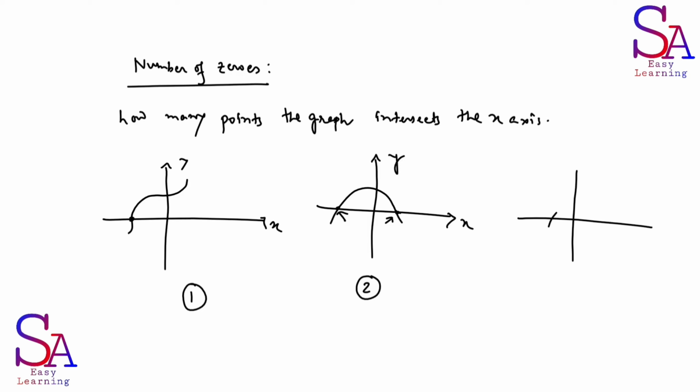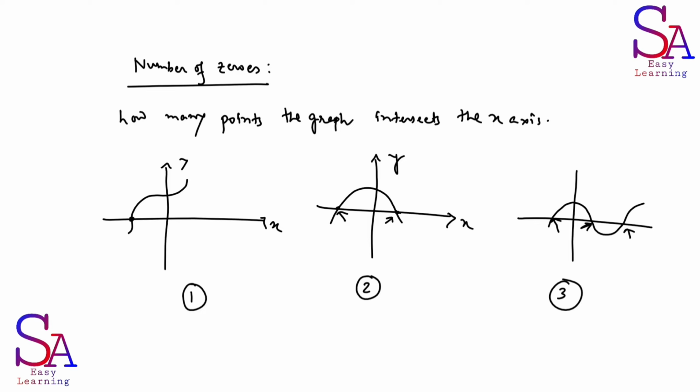You can see this type of graph. This is an intersecting point on the x-axis, this is an intersecting point, and this is an intersecting point. So here the graph intersects the x-axis in 3 points. So obviously the number of zeros is 3 here.